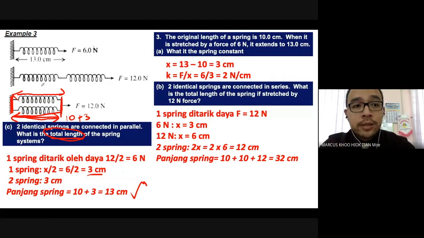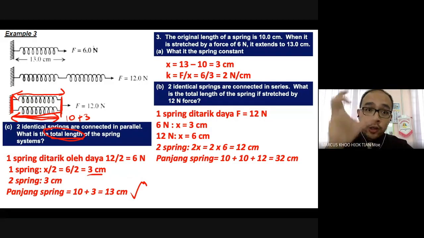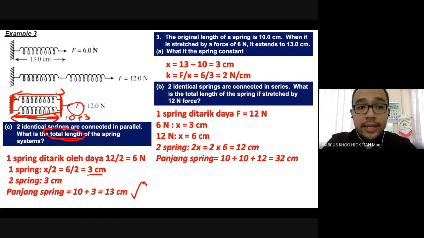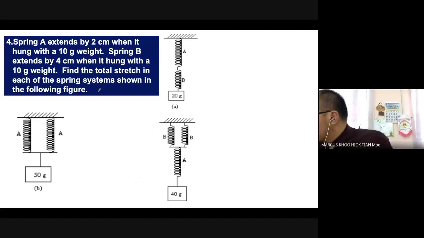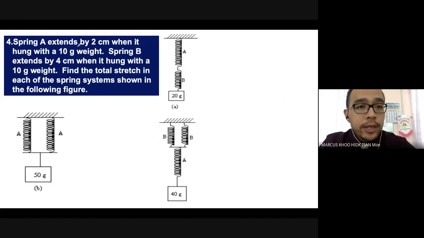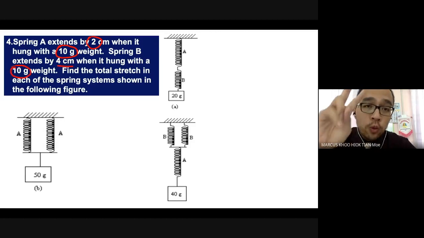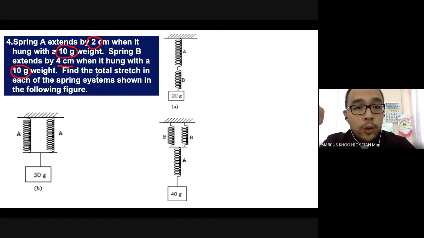I understand the confusion. Okay, but you need to understand that the total length means from the place where the spring starts until the place where the force or the beban starts. Okay, that's the total length. Okay, let's take a look at this situation. Spring A extends by 2 cm when it is hung with 10 grams of weight. Okay, so the extension is 2 cm for every 10 grams. Spring B extends by 4 cm when it is hung by 10 gram weight. So now you have two different types of springs. Find the total stretch, okay, in each of the spring systems.